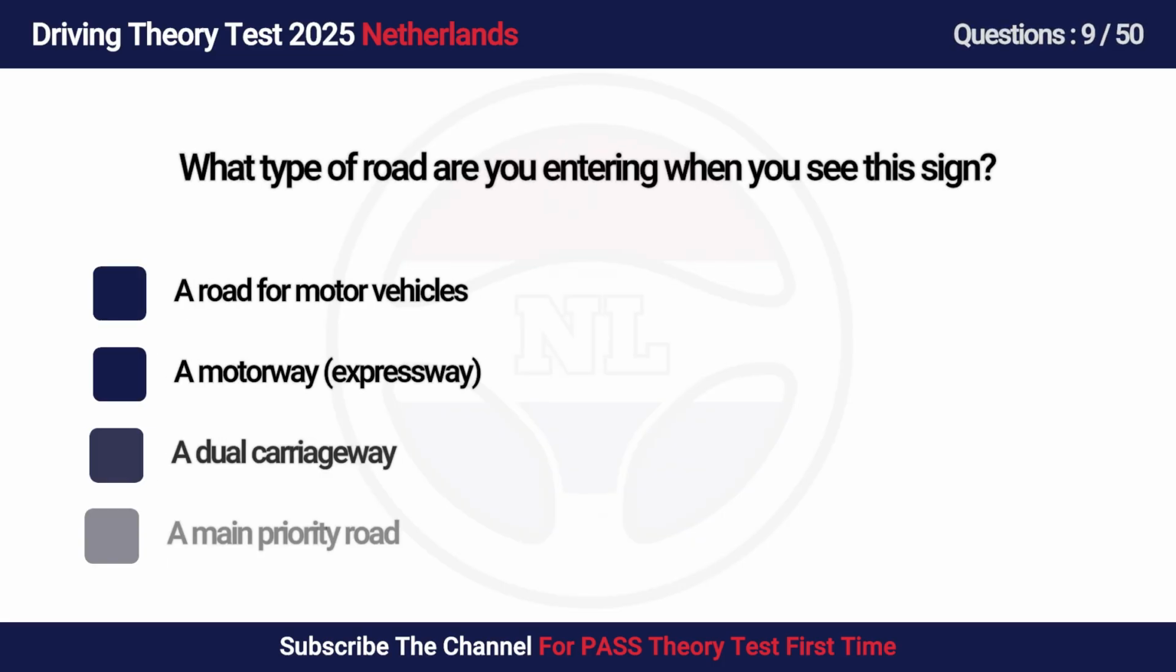Question 9. What type of road are you entering when you see this sign? A. A road for motor vehicles. B. A motorway, expressway. C. A dual carriageway. D. A main priority road.